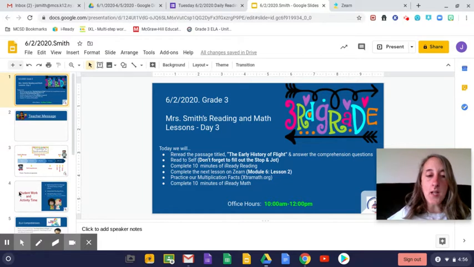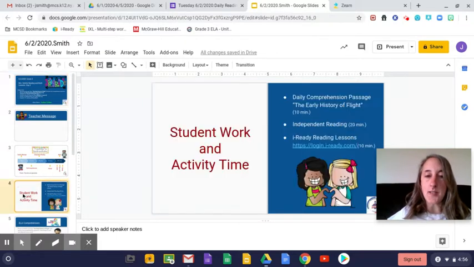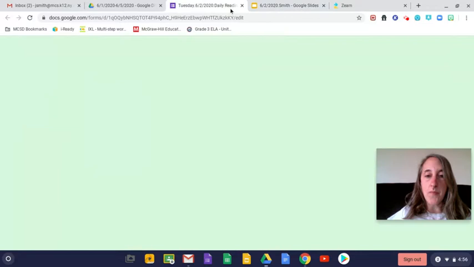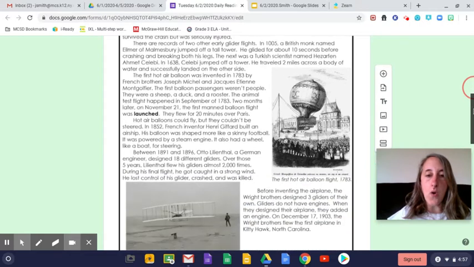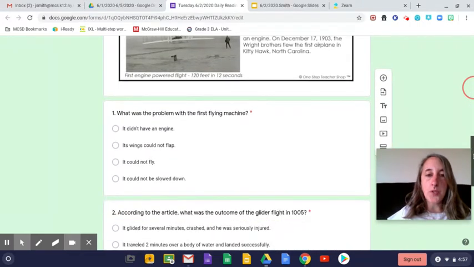Let's start with your reading comprehension passage today. So let me pull that up for you. You're going to have to read the early history of flight. So I read this yesterday. I want you to try to read it today. I do know it's a little bit of a tougher passage, but hopefully with my help yesterday, you'll be able to read that okay. But before you do, remember my trick.